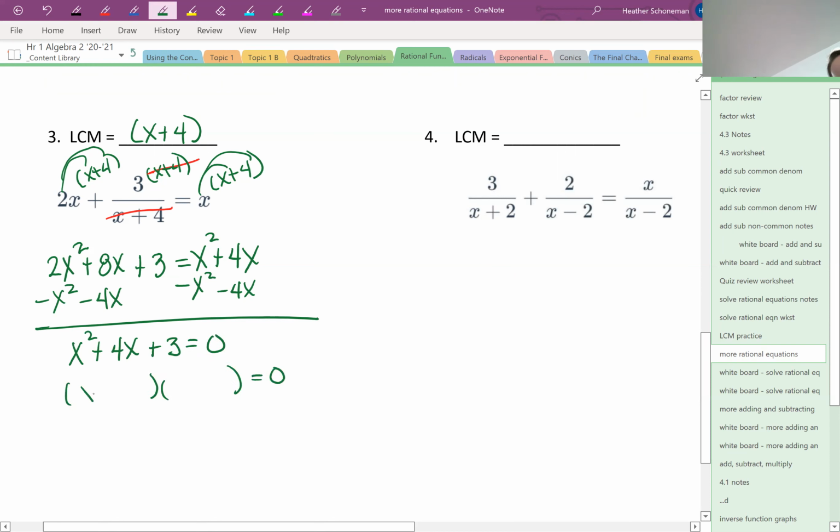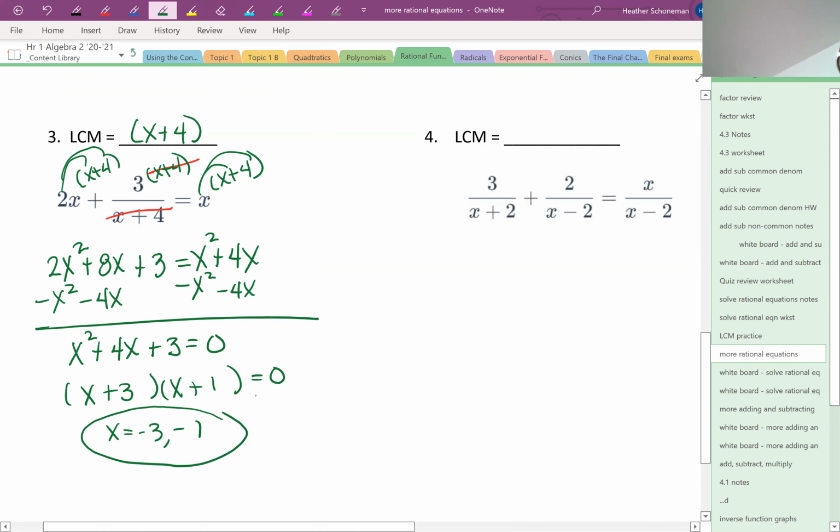Okay, it's a trinomial with a leading coefficient of 1. So I'm going to go straight to my 2 parentheses. And the two numbers that multiply to 3 and add to 4 would be 3 and 1. So we solve, x equals -3 and -1.